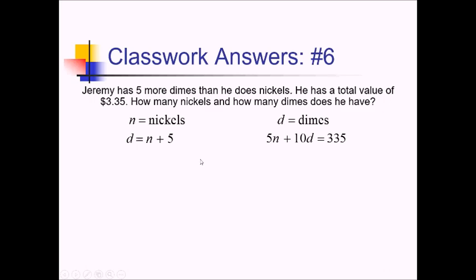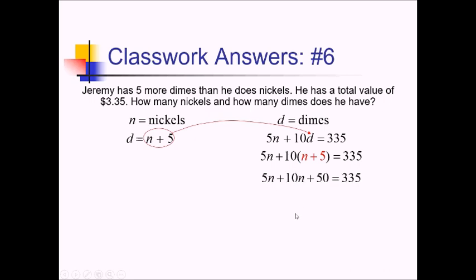So with substitution or elimination, either one's going to do it for me on this. But I noticed that I already have D isolated in this first equation. So I'm thinking substitution is going to work a little bit faster for this one. Let me take n plus 5 and replace the D over here with n plus 5. So we have 5n plus 10 times n plus 5 in parentheses. Distributing that 10, we've got 10n plus 50 in there. And then we can combine those n's to get 15n plus 50.